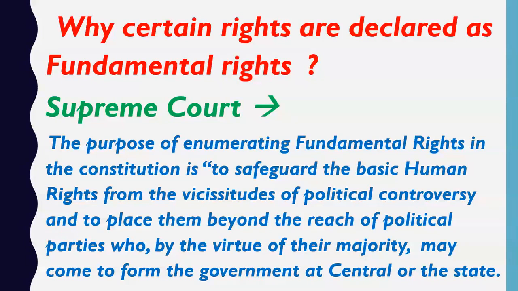Now suppose these rights were not guaranteed to us as fundamental rights, meaning they were not included in the constitution. Then definitely parliament could have amended them via the ordinary process of lawmaking. Ordinary process of lawmaking means simple majority. And party B can easily gain simple majority in the house because it already has absolute majority. That's why it formed the government.